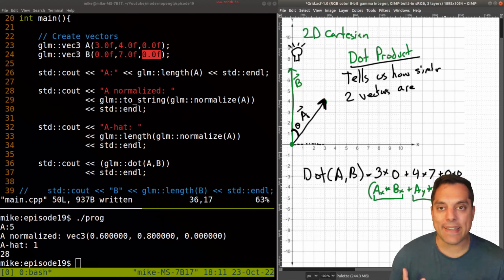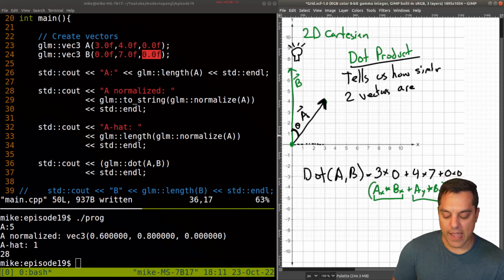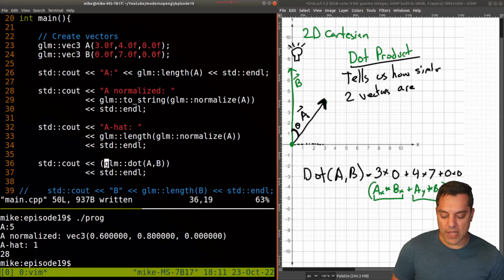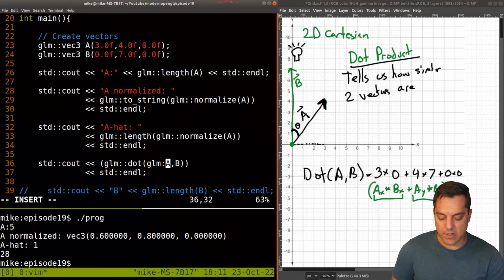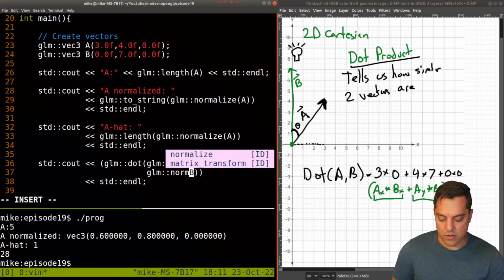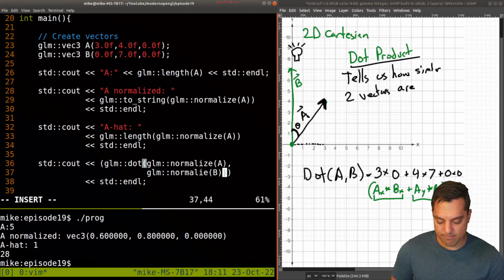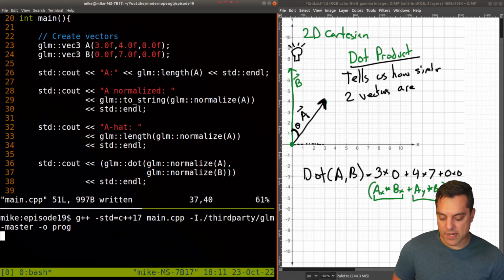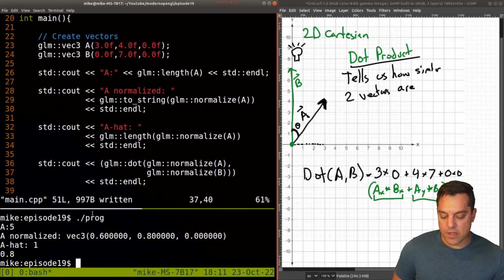Now the value 28, if I told you it's giving us some sort of angle, is kind of hard to read as to what that value actually means. So what we usually do in computer graphics is use one of our tools and normalize our vectors. So let me go ahead and normalize them. We're going to take the dot product and normalize A, and on a separate line do GLM normalize B, and make sure I spell everything out. Now I'm going to rerun this, and now I get a value 0.8.